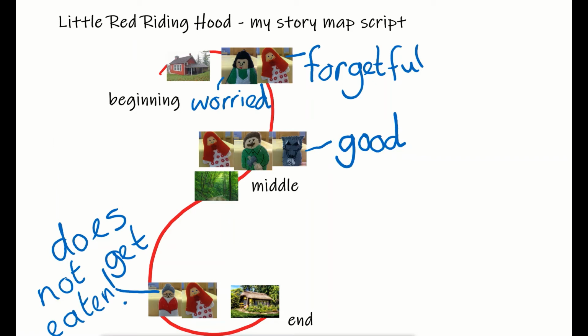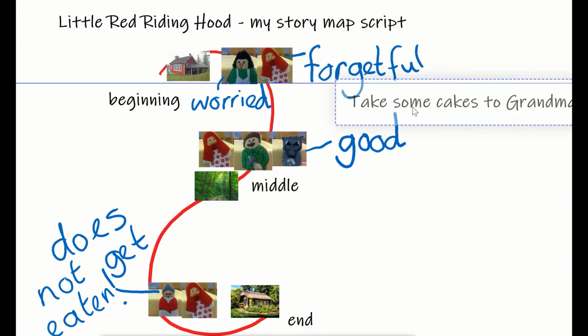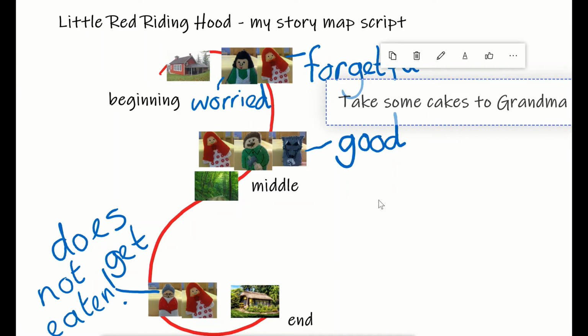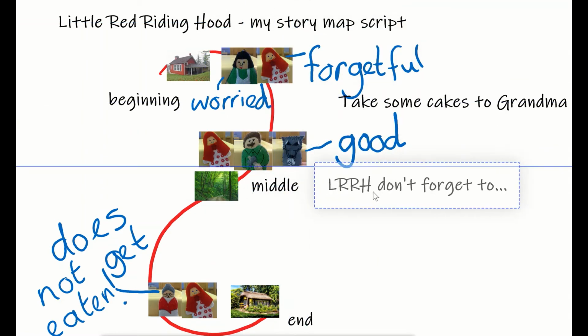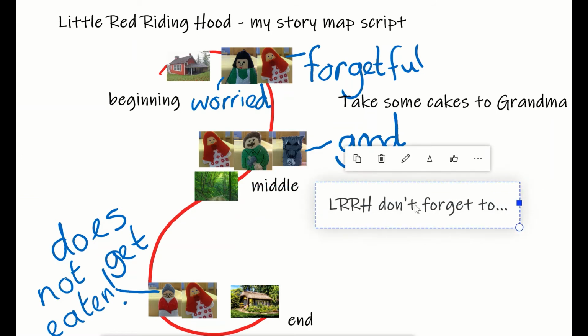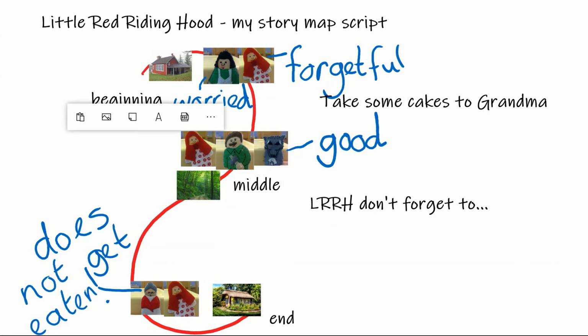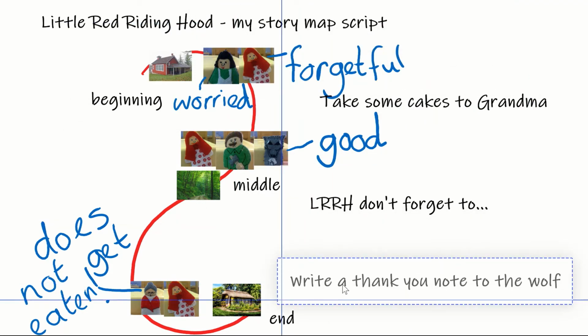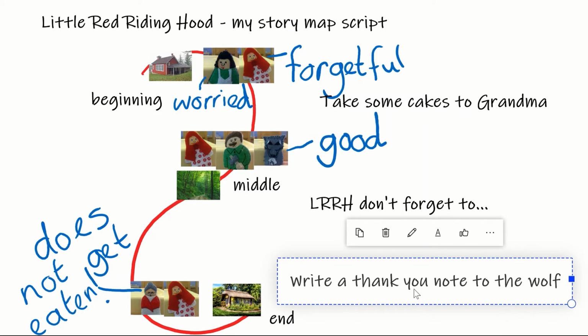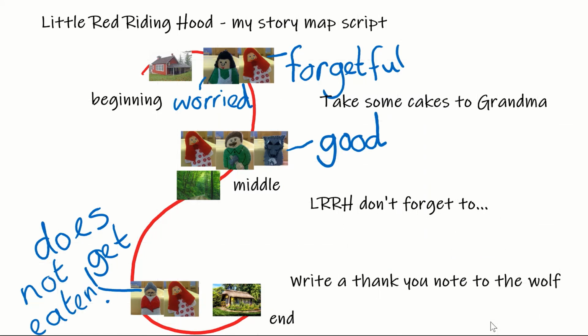So Mum is going to say to Little Red Riding Hood, take some cakes to Grandma, like in the original story. And the wolf is going to be helpful in the woods, and he's going to say to Little Red Riding Hood, Little Red Riding Hood, don't forget to. And he's going to say different things for her to remember. And then at the end of the story, Grandma is going to say to Little Red Riding Hood, why don't you write a thank you note to the wolf?